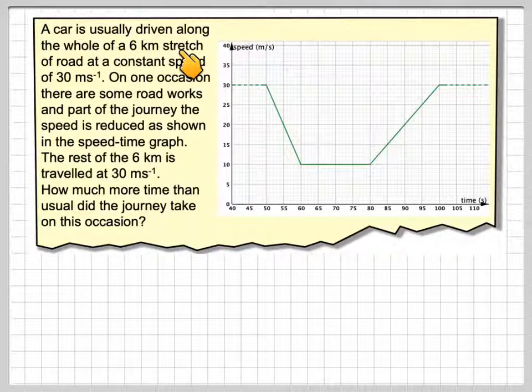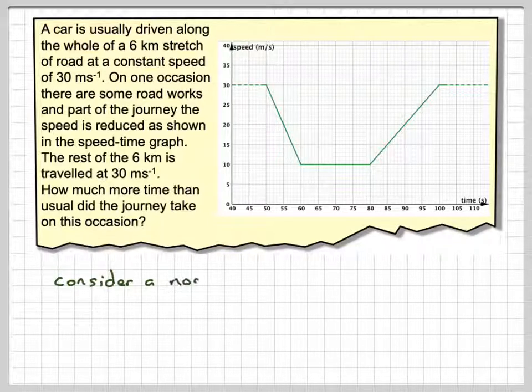A car is usually driven along the whole of a 6 kilometre stretch of road at a constant speed of 30 metres per second. On one occasion there were some roadworks, and for part of the journey the speed is reduced as shown in the speed time graph. The rest of the 6 kilometres is travelled at 30 metres per second. How much more time did the journey take on this occasion?